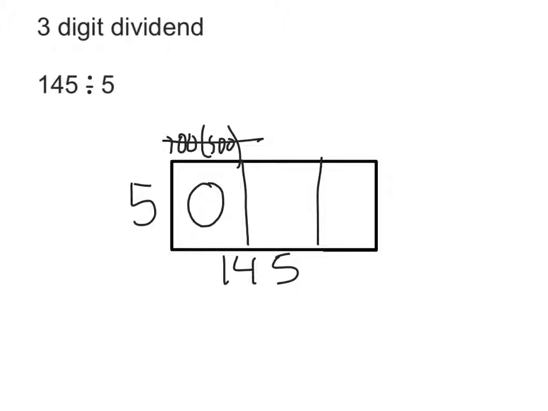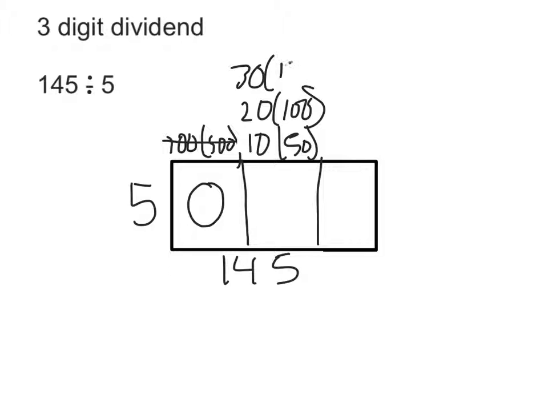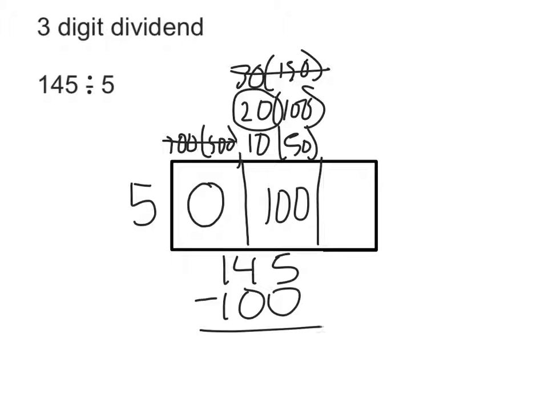So then I'm going to move to my tens place. So 10 times 5 is 50. 20 times 5 is 100. 30 times 5 would be 150. That's more than I have, so I cross it off, go back one. That's my partial quotient. I put my partial product in the box, and I subtract it. That leaves me with 45.